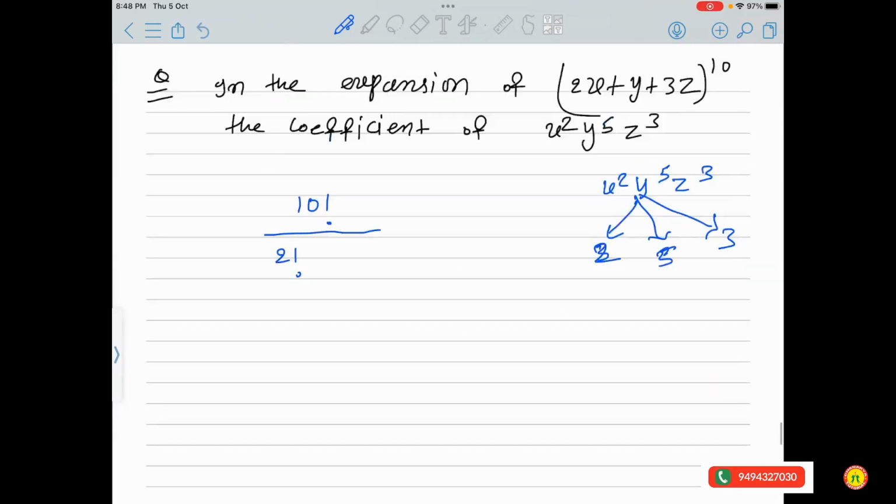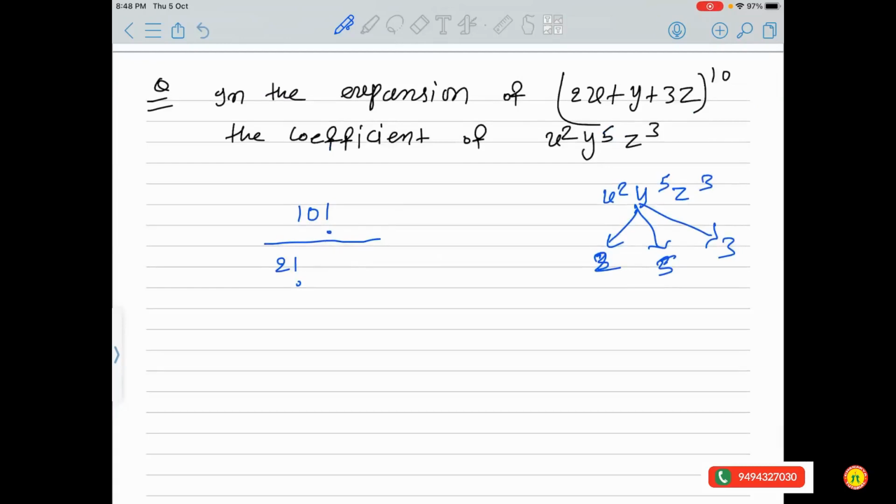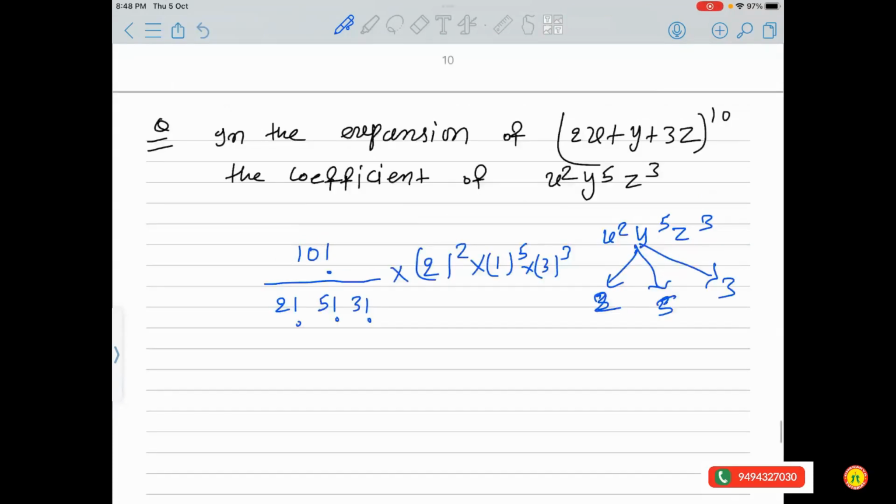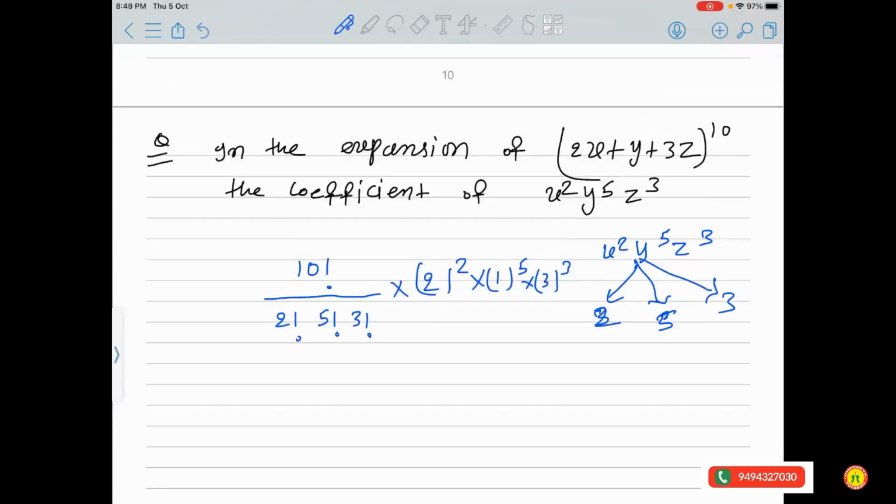So now for this question, the answer is 10 factorial upon 2 factorial, 5 factorial, 3 factorial, and also multiply the 2 power 2 into 1 power 5, right, into 3 power 3, right? Understood? 3 power 3, because here, if we see, 3 is also the coefficient, right? And power is 3, so 3 power 3. And 2x, so x power is square, so coefficient also 2 square.